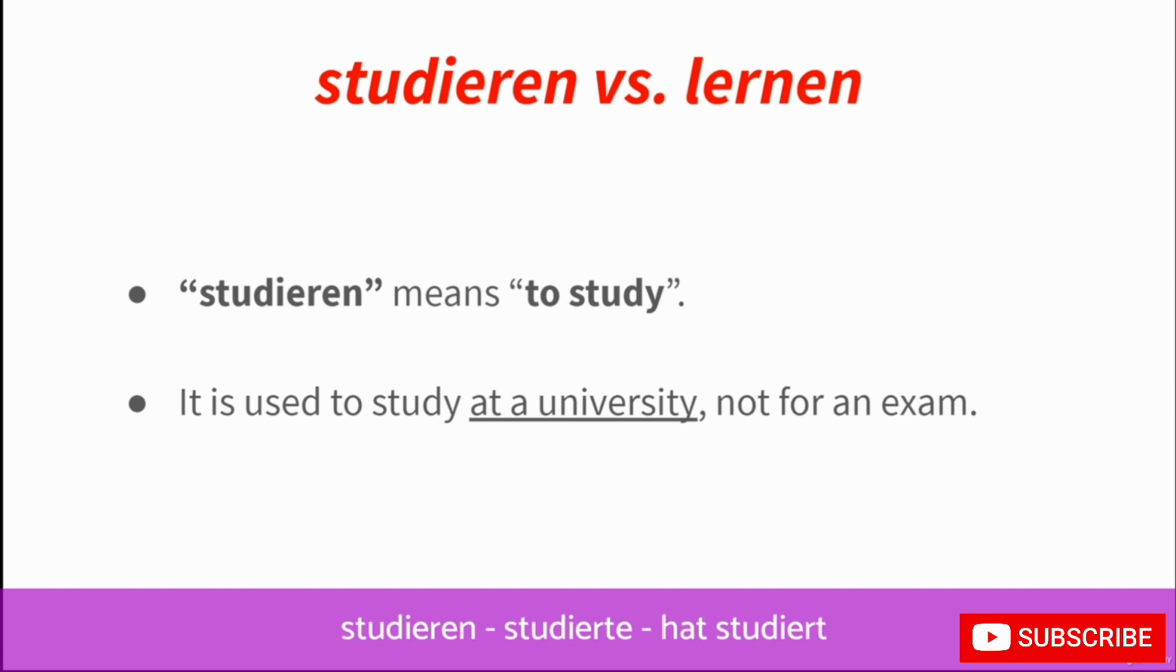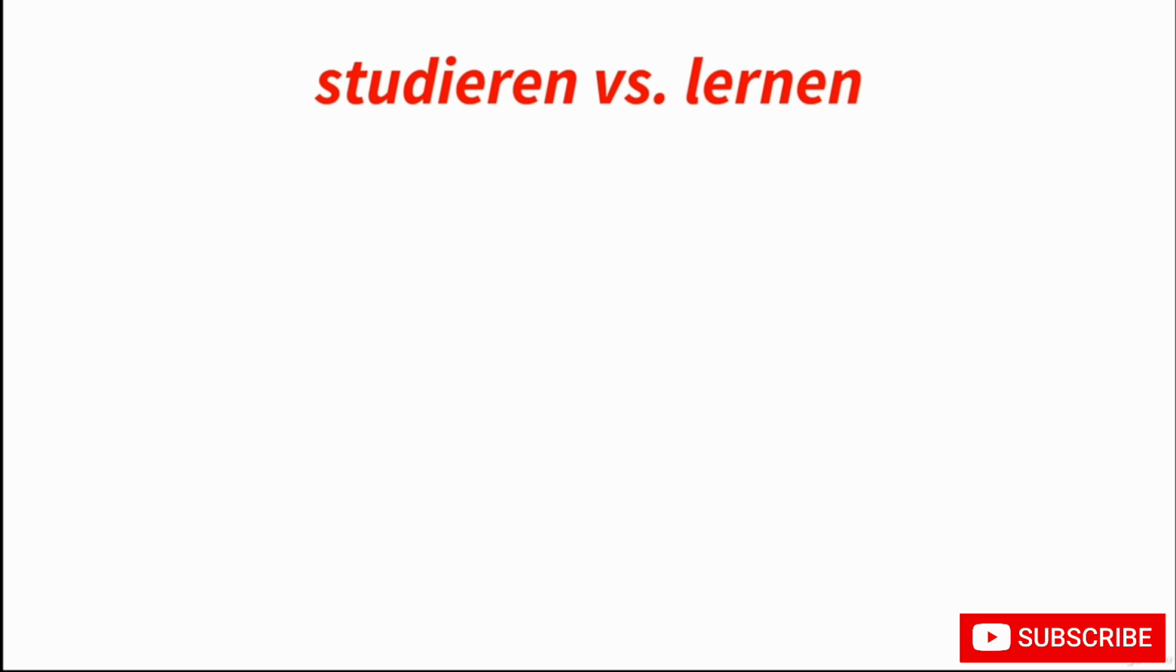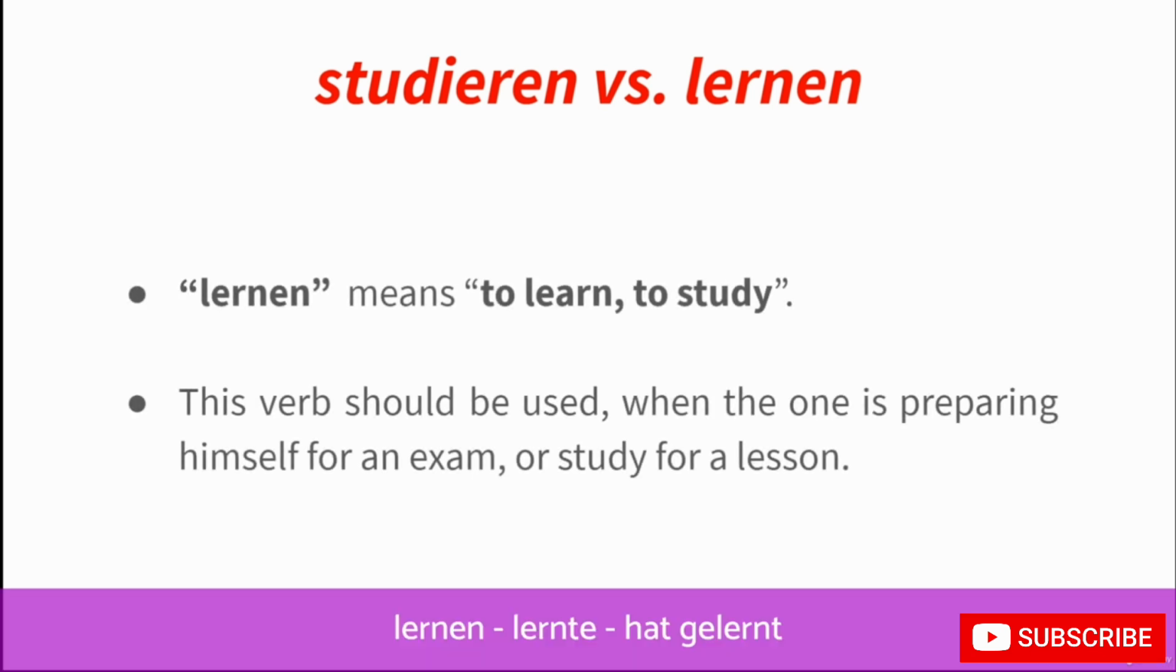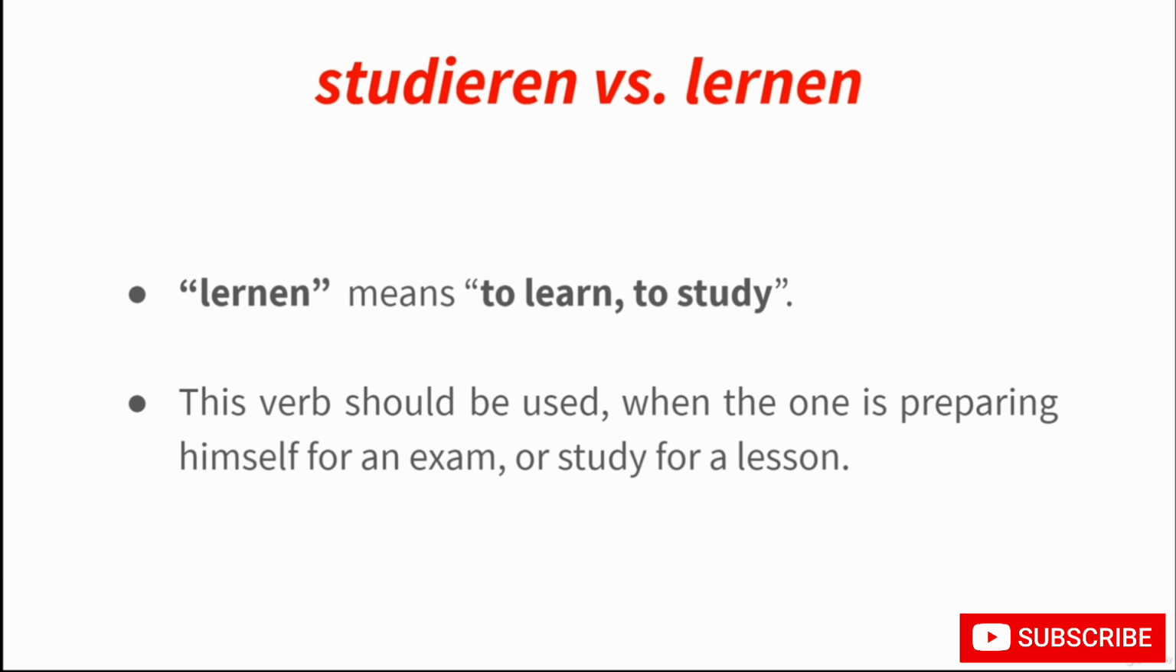In German, to study for an exam, there is another verb, which is lernen. Lernen has 2 different meanings. One of them is to learn, the other one is to study. This verb should be used when one is preparing for an exam or studying for a lesson. It is also used when we learn something, for example, a language, or to play something.